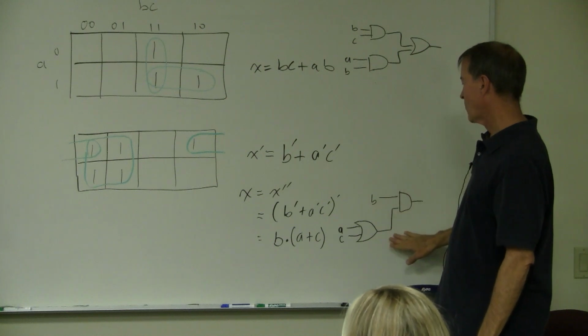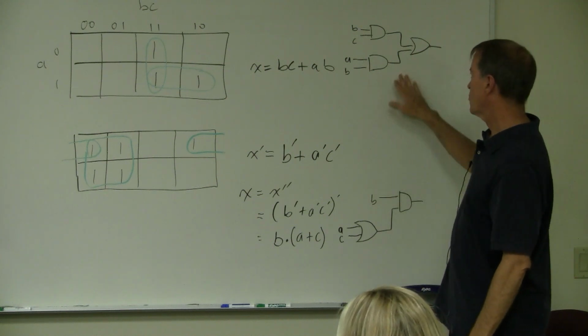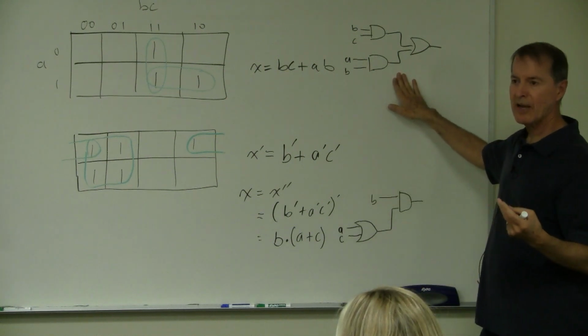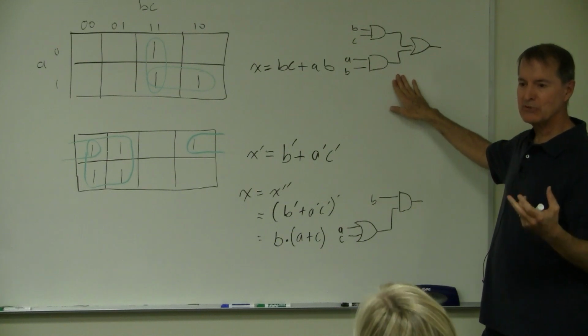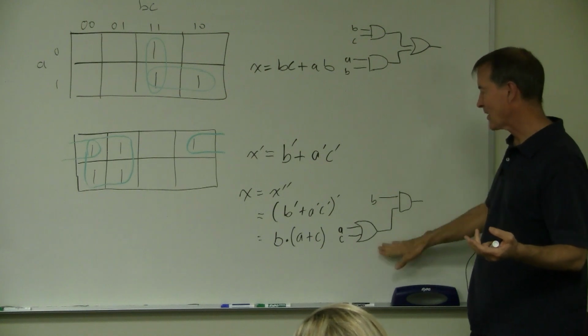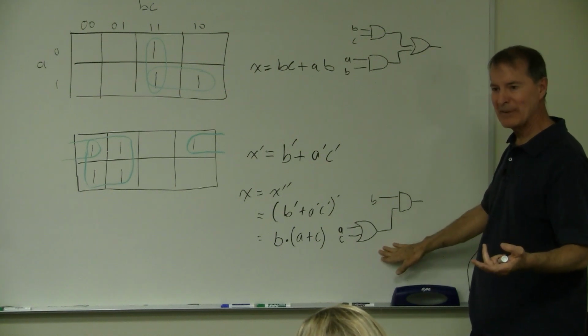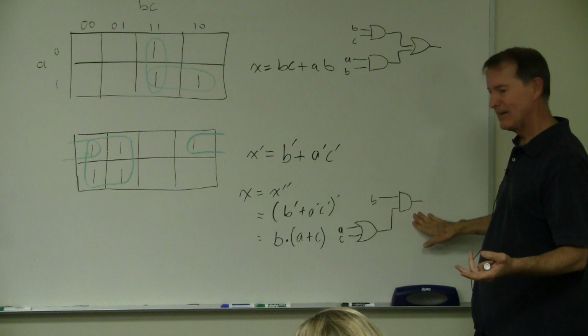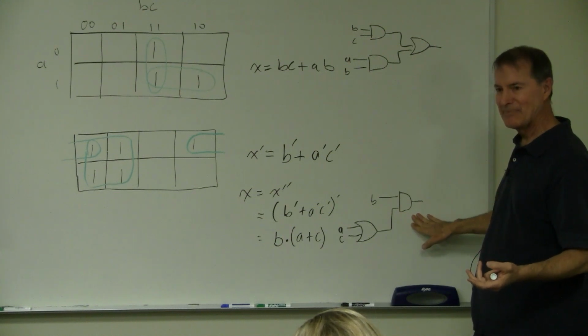This is the minimum or and circuit. So what do we have here? How many gates do we have here? We have two input ands and a two input or. Here we only have what? One two input or and a what? Two input and. So space-wise, it's bad.